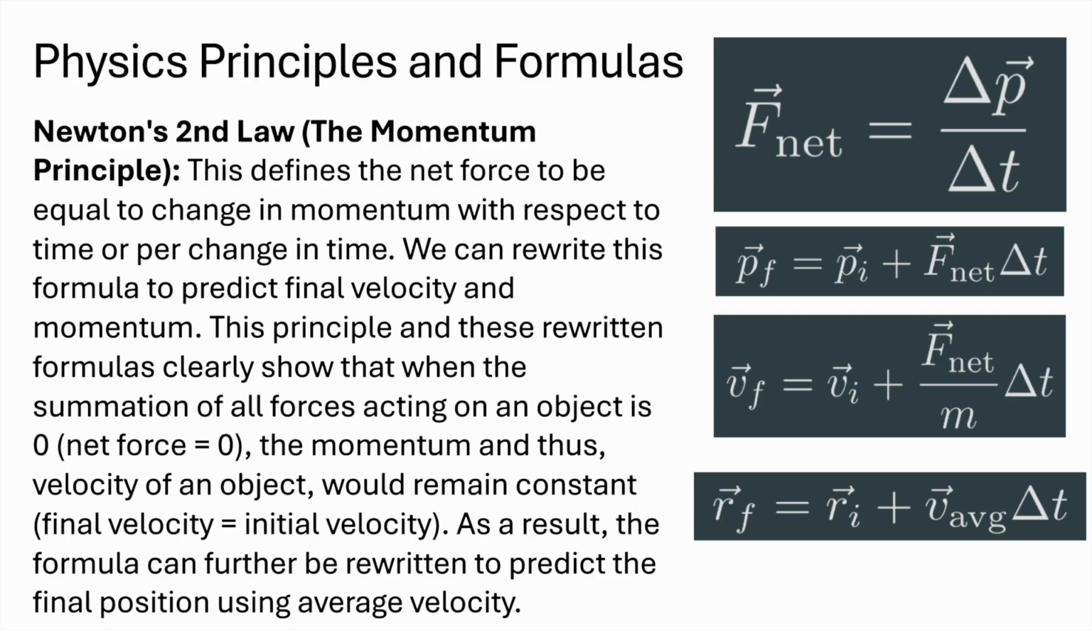The physics principles and formulas that we'll be using: Newton's second law, the momentum principle. This defines the net force to be equal to the change in momentum with respect to time, or per change in time. We can rewrite this formula to predict final velocity and momentum. This principle and these rewritten formulas clearly show that when the summation of all forces acting on an object is zero, net force is equal to zero, the momentum and thus velocity of an object would remain constant. Final velocity equals initial velocity. As a result, the formula can further be rewritten to predict the final position using average velocity.